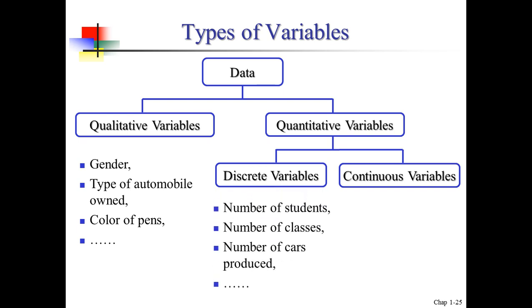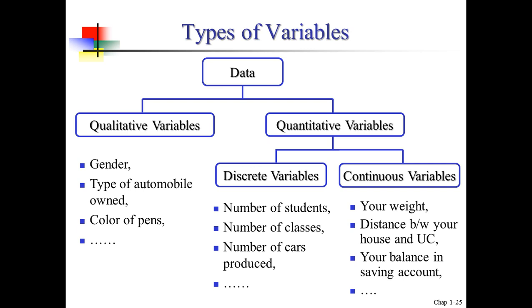Quantitative variables in terms of discrete: number of students in the class, number of classes in the school, number of cars in the class, or number of cars produced in one factory today. So in terms of number of students, there's no 22.5 students in the class. No, that does not happen in this case.